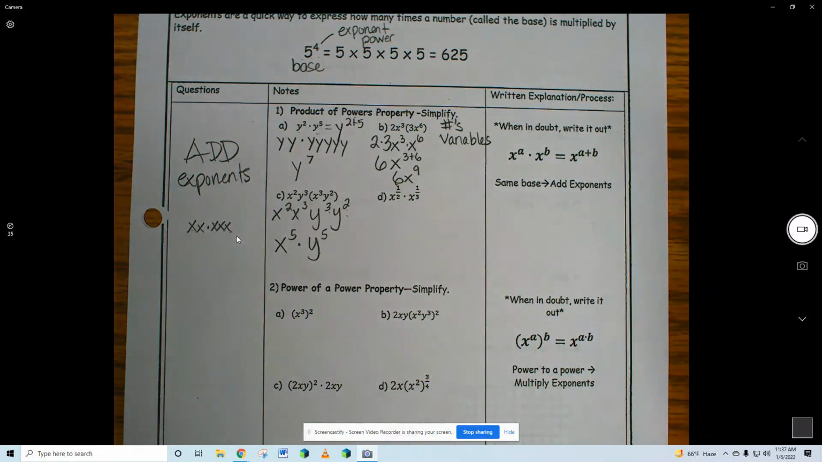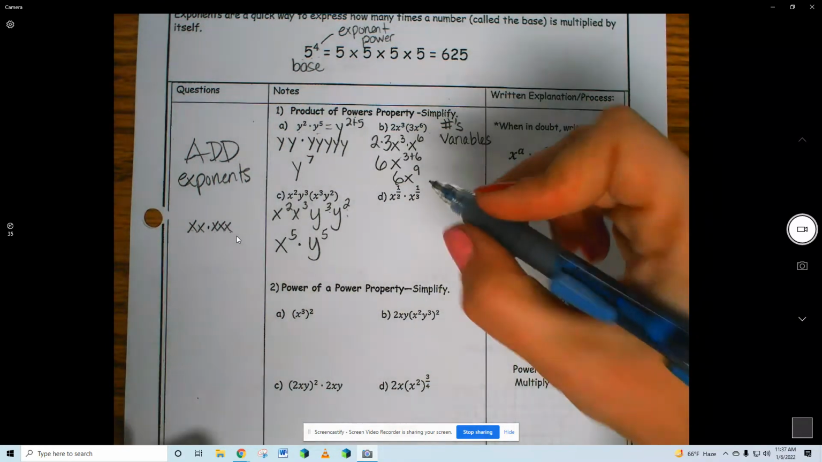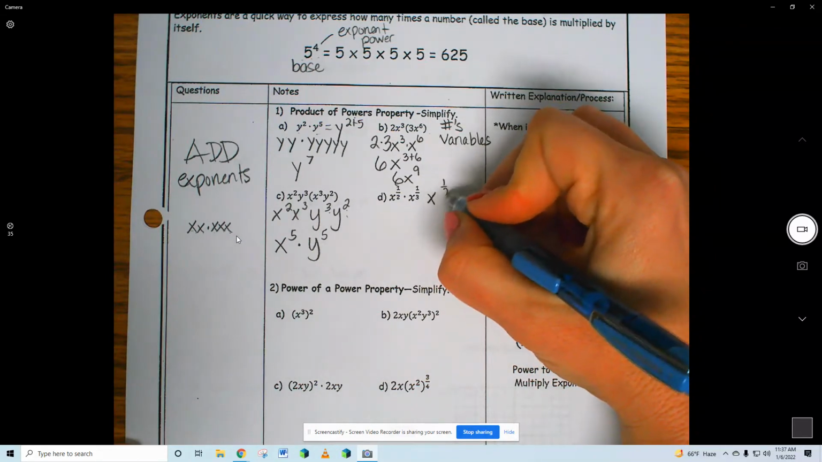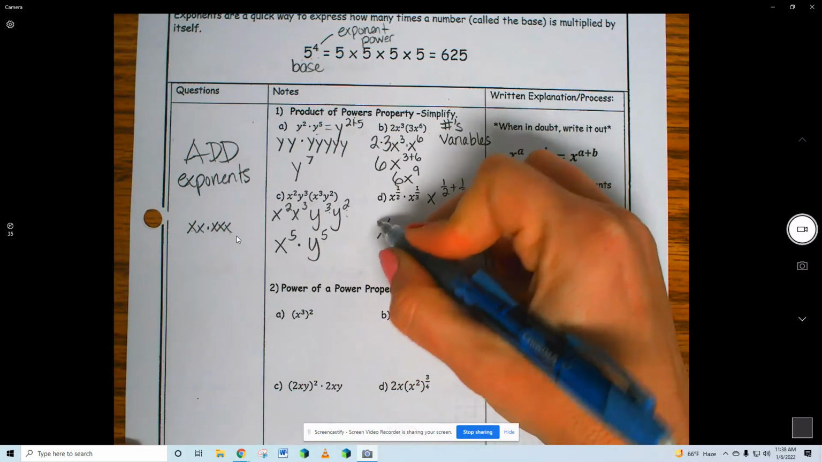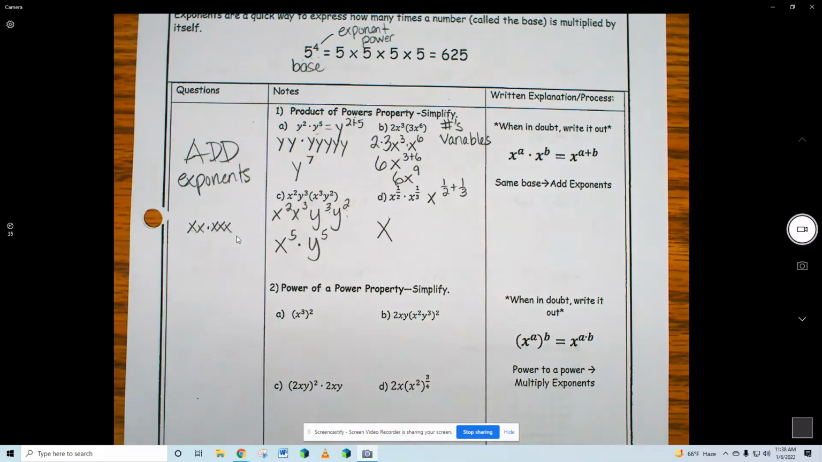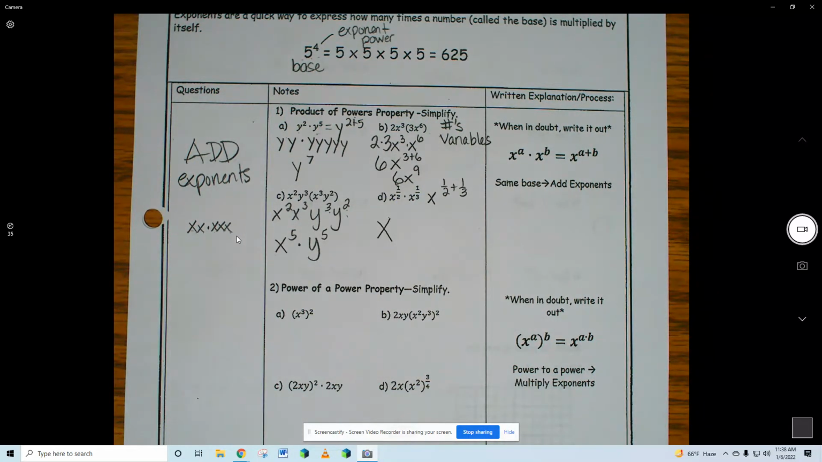Okay. X to the, add, 1/2 plus 1/3. We just did fractions yesterday. Now you know why. Do it on the side of your paper. 1/2 plus 1/3. So, find a common denominator of 6.